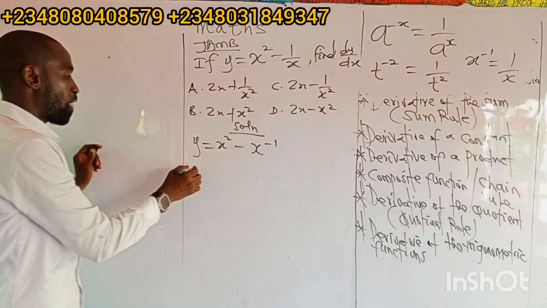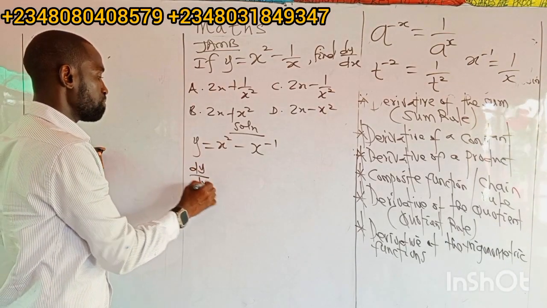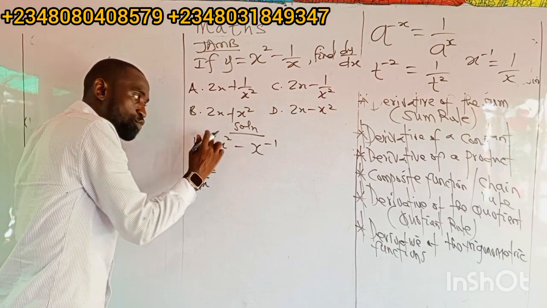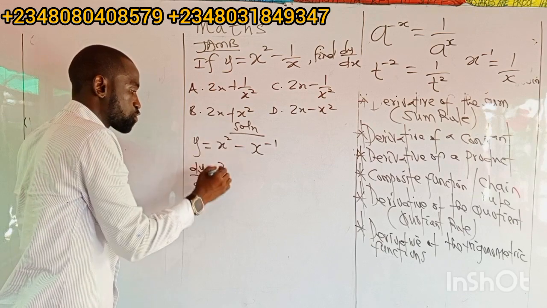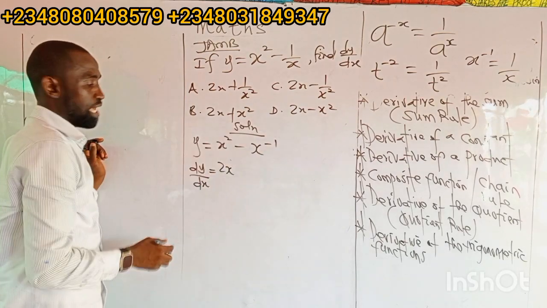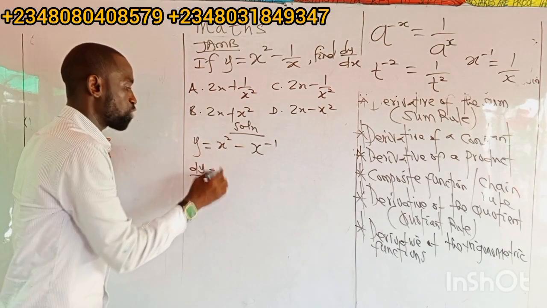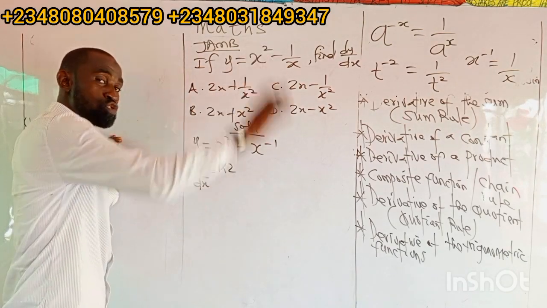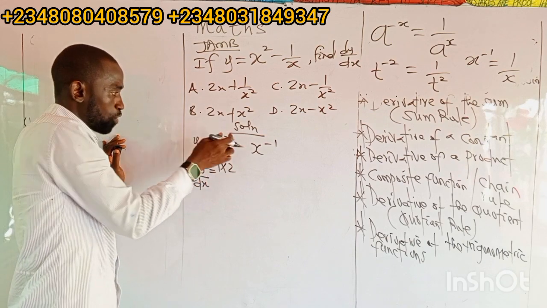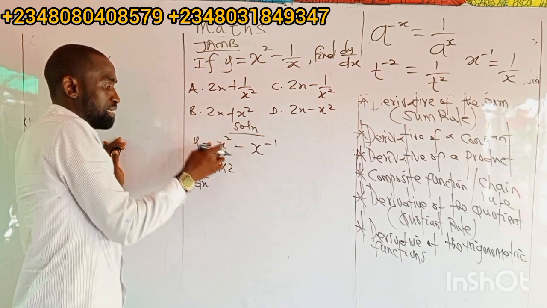So our dy/dx will be equal to, where is the power? 2. Where is the coefficient? 1. So 1 times 2, we have 2. Then x raised to power 2 minus 1, which will give us 1. Are you with me? So let me write the expression. So we have 1 times 2. In subsequent solutions, I won't be doing this again. Are you with me? So the power 2, the coefficient 1, then I write x to the power of 2 minus 1 for this first part.